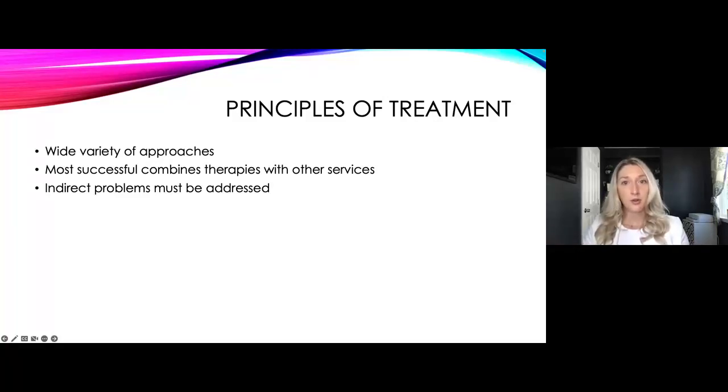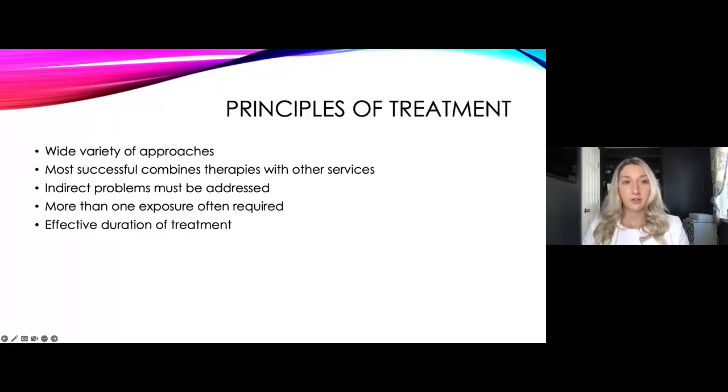Indirect problems must also be addressed. So we need to address that bottom level of Maslow's hierarchy of needs. Do they have proper housing? Do they have legal issues? Do they need a visa? Do they have financial issues or a lack of family or childcare services? Because if a person doesn't have childcare services, they may not then engage in treatment because they don't have someone to watch their children while they're doing that. Often, more than one exposure to treatment is going to be required. Typically, people don't stop abusing drugs with their first dose of treatment.